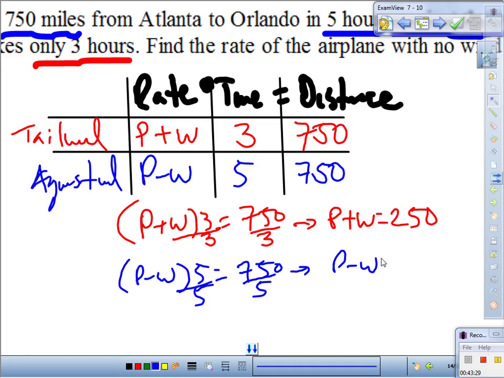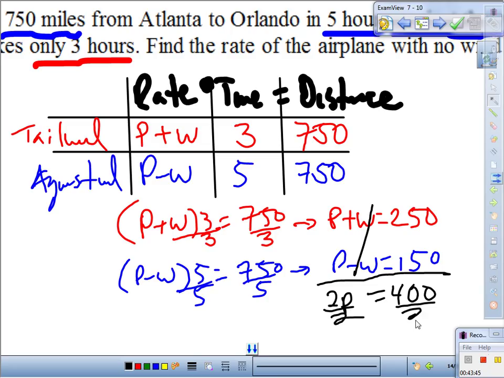P minus W equals 150. And what did we say? Watch out for which mistake right here? That you have to add these two, right? 2P equals 400. Divide by 2. P equals 200 miles per hour.